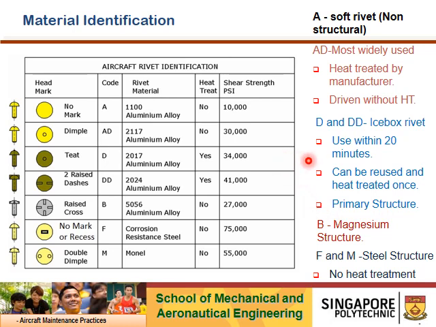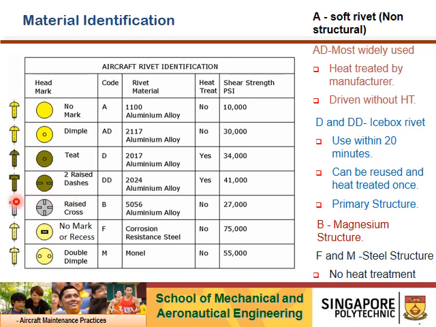So the main advantage of using these processes, so many steps compared to direct installation, is that it offers a higher shear strength compared to those non-heat treatable rivets. 34,000 psi shear strength for 2017 D rivets, and 41,000 for double D, which is almost a 30% strength difference compared to AD rivets.